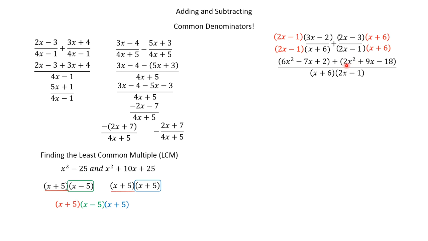6x squared plus 2x squared gives 8x squared. Negative 7x plus 9x is plus 2x. And 2 minus 18 is negative 16. All over x plus 6 times 2x minus 1. Is it possible that we could factor this and be able to cancel? Possible, but not likely. And when we do start factoring, we'll find that it's not going to happen.